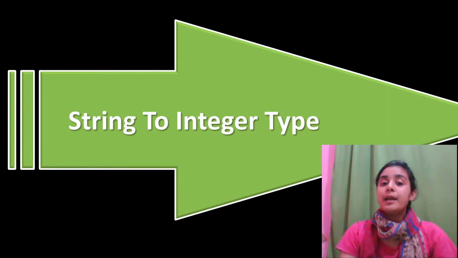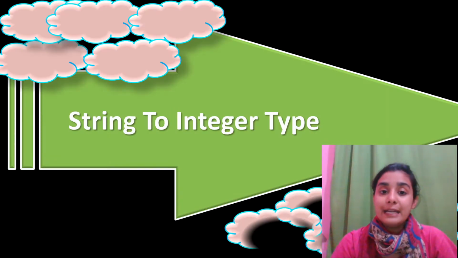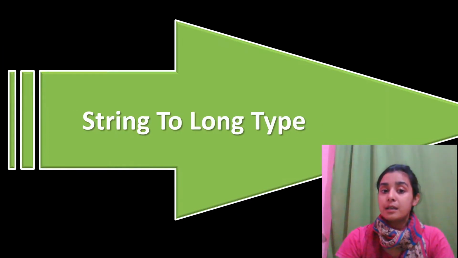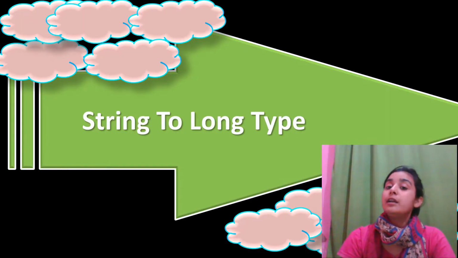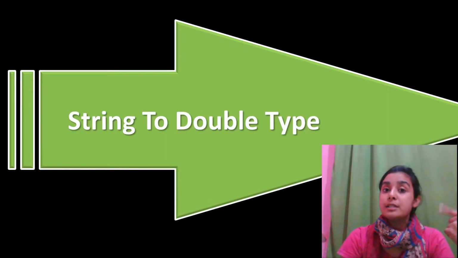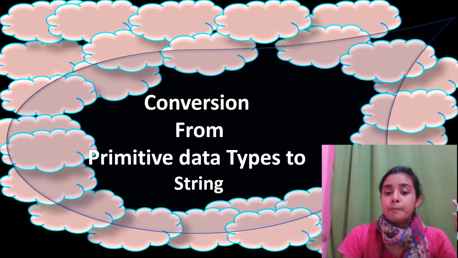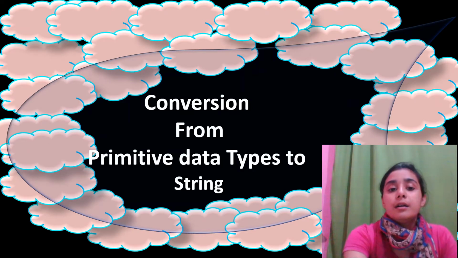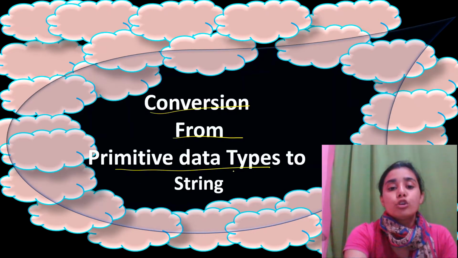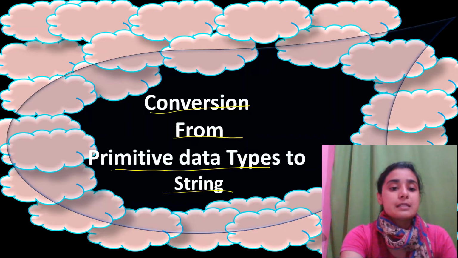Now string into integer, that we will do there. For int, we have the Integer class. For long, we have the Long class. If I talk about double, for double we have the Double class. Okay, so this is the thing. After some time we will also do the conversion vice versa, that is the conversion from a primitive into a string.